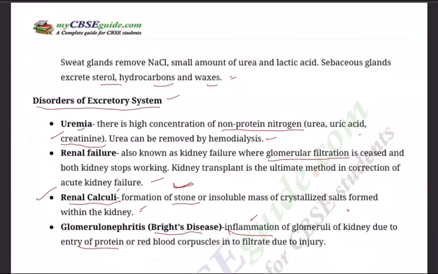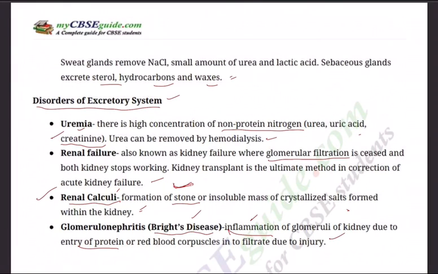Next, last one, glomerulonephritis. It's also called Bright's disease. As the name suggests, it is swelling, inflammation of glomeruli of the kidney due to entry of proteins. When we consume a lot of proteins, this happens. Red blood corpuscles in the filtrate due to injury. There can be injury also. And sometimes even bacterial toxins will be there. Use of drugs also will cause inflammation of glomeruli. Hence, we need to be careful.